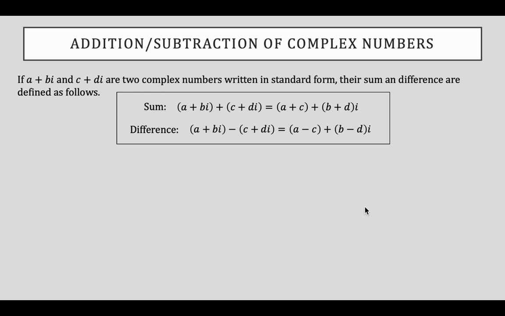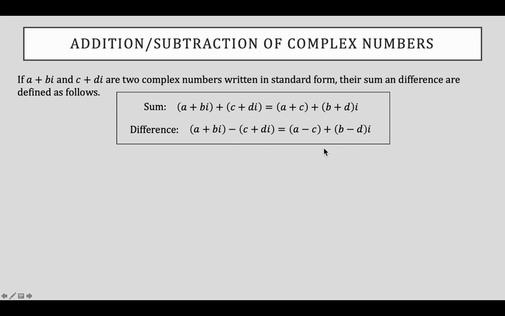Let's now talk a little bit about addition and subtraction of complex numbers. If a plus bi and c plus di are two complex numbers written in standard form, their sum and difference are defined as follows. The sum a plus bi plus c plus di is equal to a plus c plus the quantity b plus d times i, and a plus bi minus c plus di is equal to a minus c plus b minus d times i.